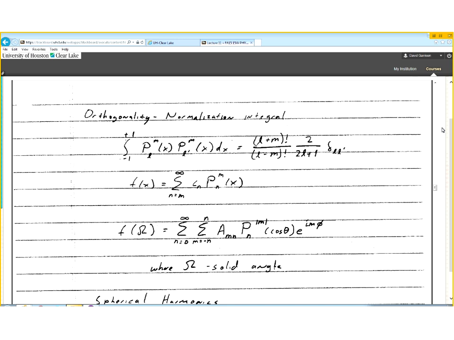And so you can get atomic orbitals, you can get the motion of charged particles around a central potential. You can use this to describe the motion of planets around the sun and the gravitational potential. Pretty much anything that reduces to spherical coordinates.